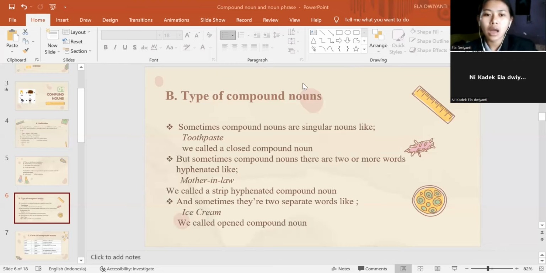Types of compound nouns. Sometimes compound nouns are a single word, like toothpaste. We call this a closed compound noun. But sometimes compound nouns are two or more words hyphenated, like mother-in-law. We call this a hyphenated compound noun. And sometimes there are two separate words, like ice cream. We call these open compound nouns.